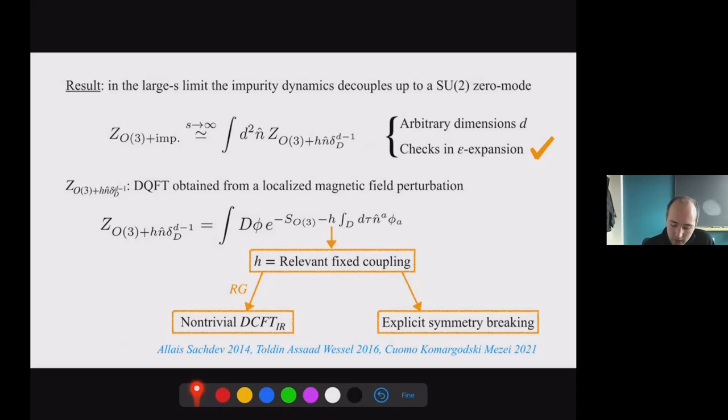And this means that under RG, this will lead to a non-trivial defect CFT in the infrared, so a non-trivial defect conformal fixed point. Here the flow does stop. And also you have some exact results based on Ward identities, because this system breaks the symmetry explicitly. Of course, the impurity doesn't, because you have this zero mode integral. But at leading order in S, you can relate the spectrum of the two, and this does break the symmetry, so you have some exact equivalence.